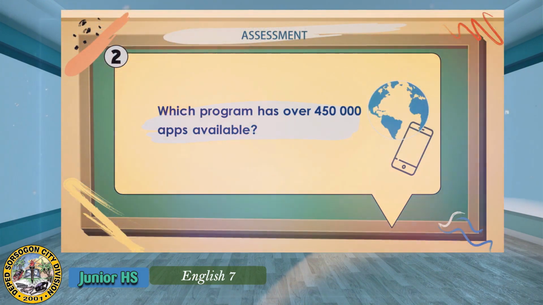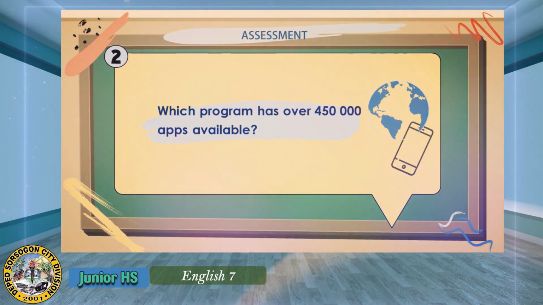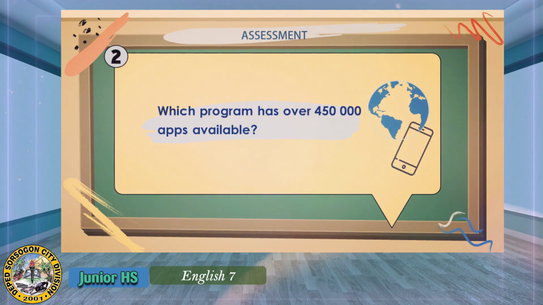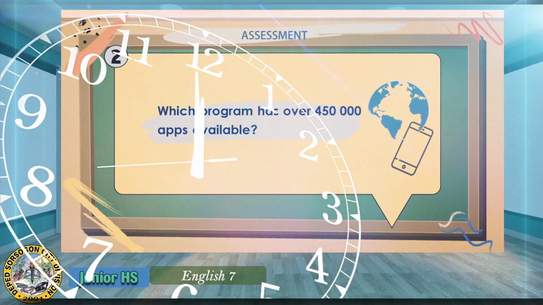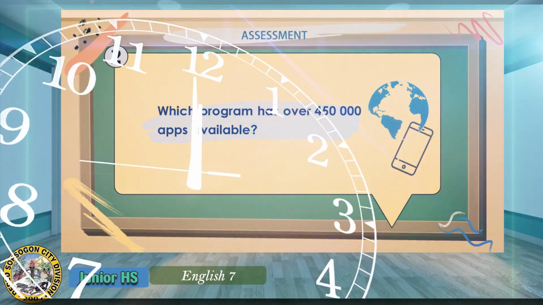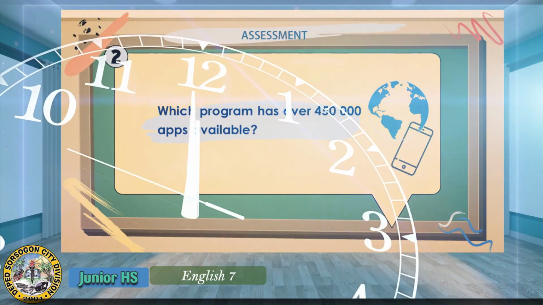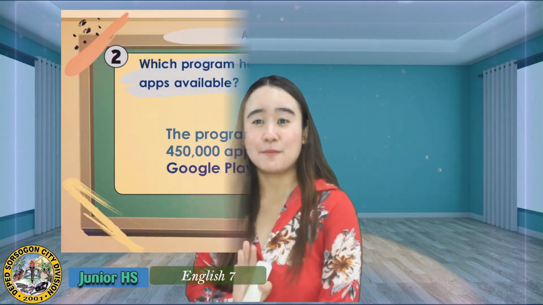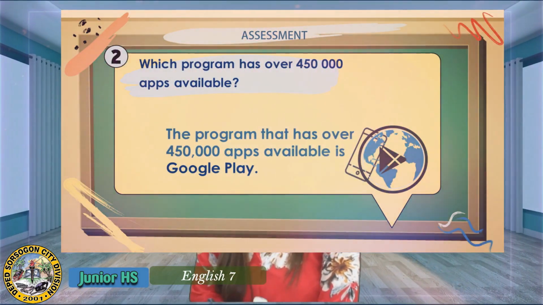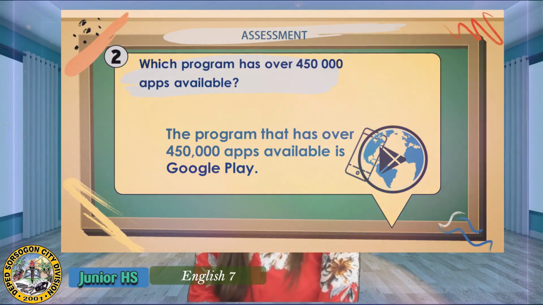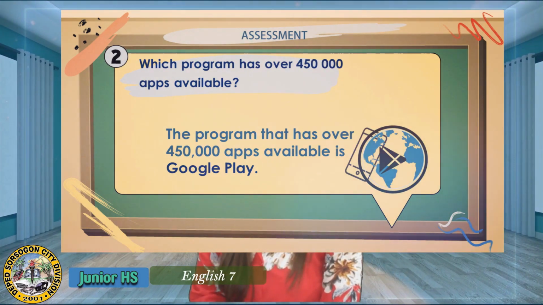Number 2. Which program has over 450,000 apps available? Great! The program that has over 450,000 apps available is Google Play.